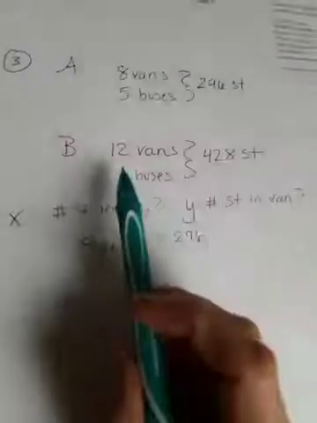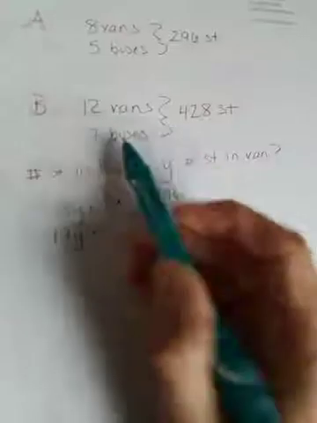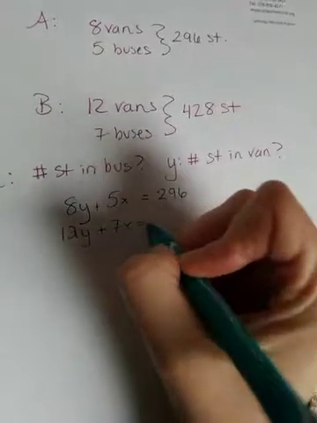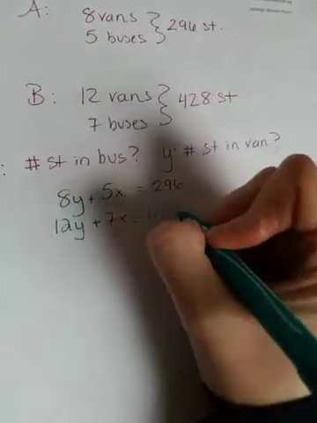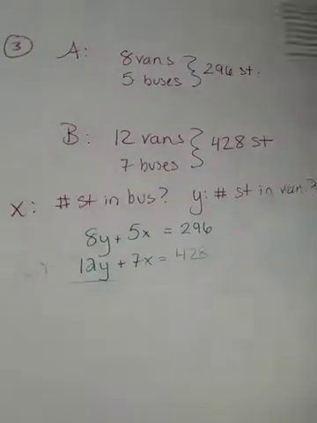For High School B, we had 12 vans. I let Y be van in this case, so 12Y plus 7 buses. I let X be buses. And there were 428 kids this time. Okay, so I'm running low on battery. Let's see if I can make it. Maybe not. My pen died.